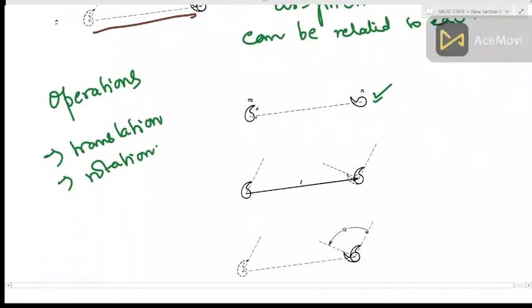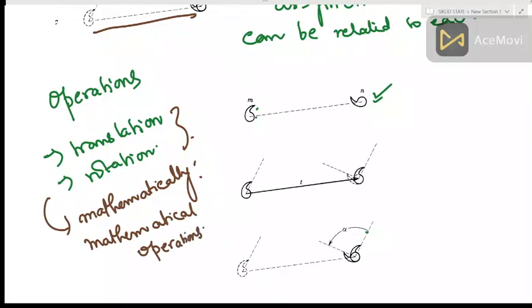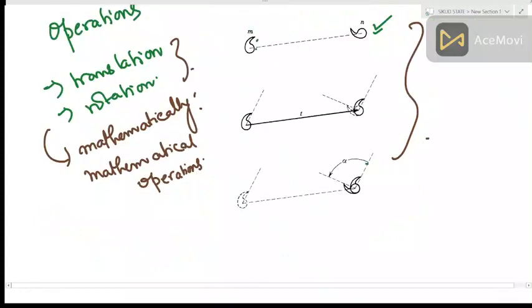So what we are doing is translation and rotation, and they have to be described mathematically. So they are mathematical operations. This is the entire process that has been shown here. This is how we can print a comma at 2. This is for asymmetric objects.